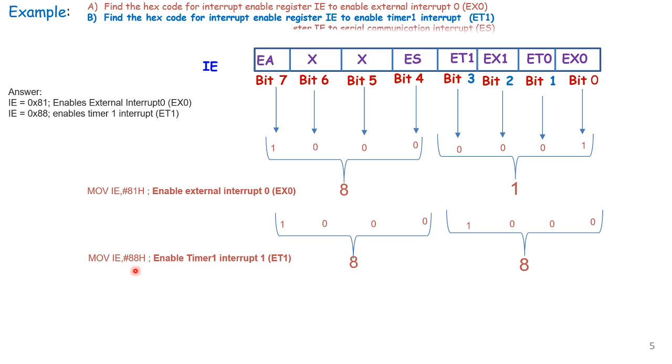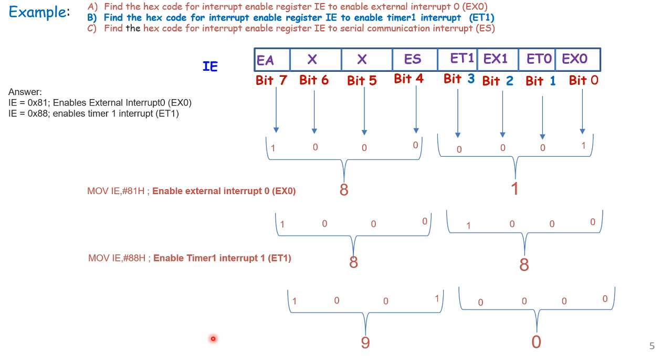Similarly, if we want to enable the serial communication interrupt ES, what will be the content? Here ES should be 1 and this bit becomes 1, all others are 0. So this gives us a 0, and this is 9. So 90H is loaded in this 8-bit interrupt enable register, which enables the serial interrupt ES.